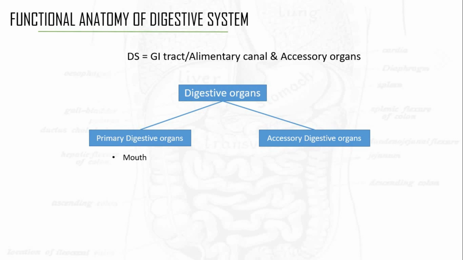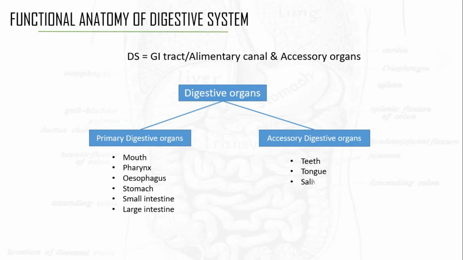So it's clear that the primary digestive organs are the mouth, pharynx, esophagus, stomach, small intestine and the large intestine, while the accessory digestive organs that help the primary digestive organs in the process of digestion are the teeth, tongue, salivary glands, liver, exocrine part of the pancreas, and gallbladder. That's all. Now let's have a look at the wall of the gastrointestinal tract.